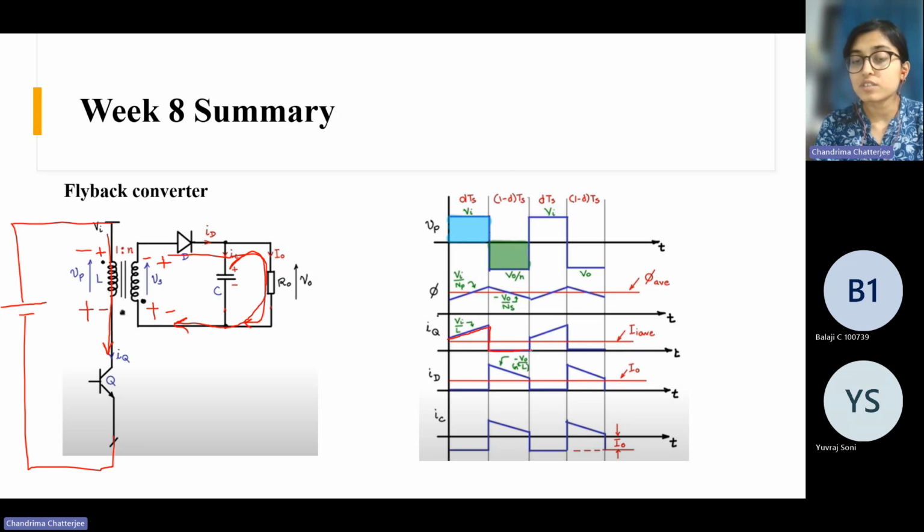And then it is 0 during this interval. And ID will be again during the 1 minus D period. This diode conducts. So it is like this with a falling slope of V naught by N square L, like this. Okay. And this is the capacitor current. So this is same as buck boost. This is I naught, and then the ripple portion is carried by the capacitor like this. So the current is like this. Okay. So these are the waveforms for the flyback converter.